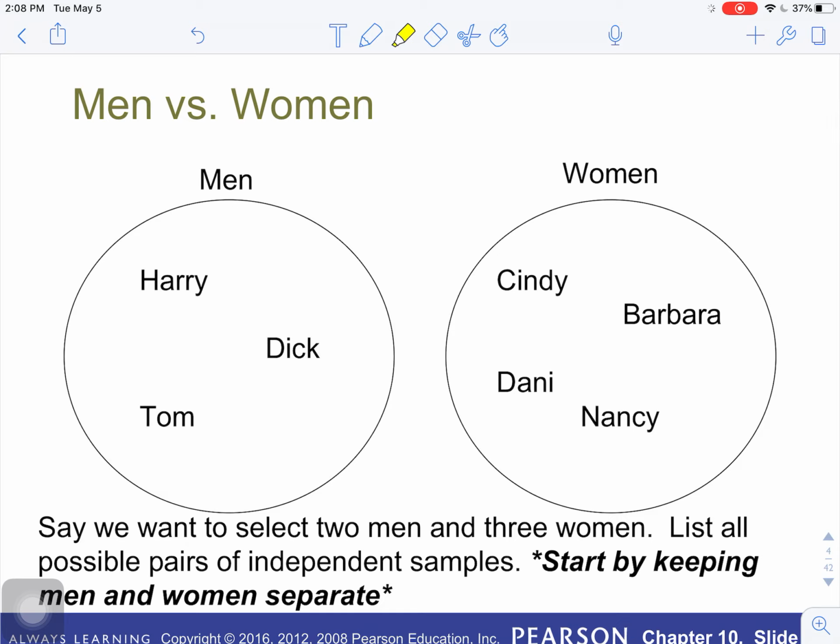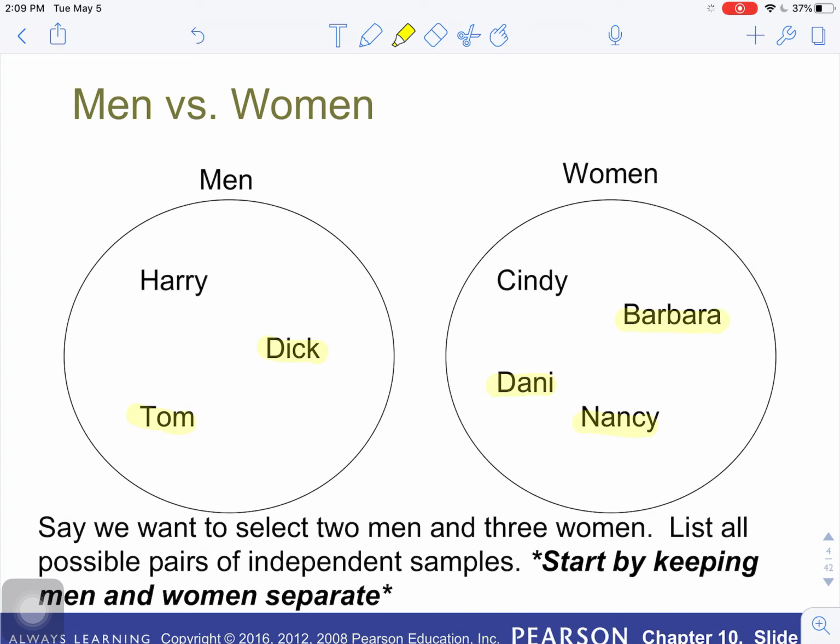So now what I want you to do is take a look at our two samples. We have a population of men and we have a population of women. I want you to partner up 2 men and 3 women. So for example, you might pair up Tom and Dick with Danny, Nancy, and Barbara. So that would be one sample.